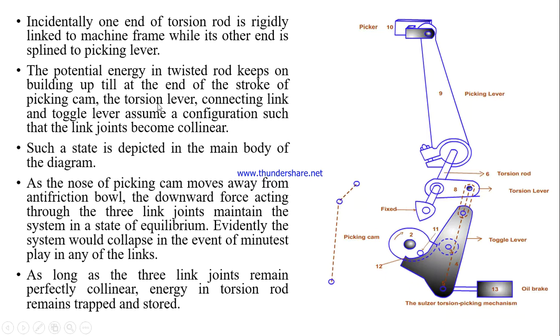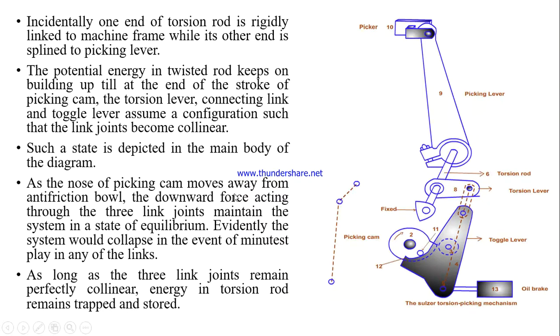The potential energy in the twisted rod keeps building up till the end of the stroke of the picking cam. I have mentioned that the torsion lever, connecting link and toggle lever assume a configuration such that the link joints become collinear. So during this pushing action of the picking nose on the bowl, this angular disposition of the toggle lever and intermediate link should be linear in nature. Such a state is depicted in the main body of the diagram.